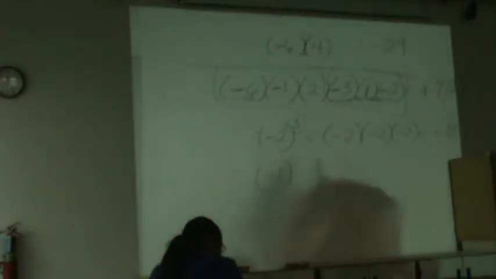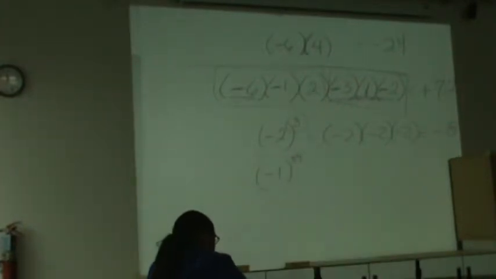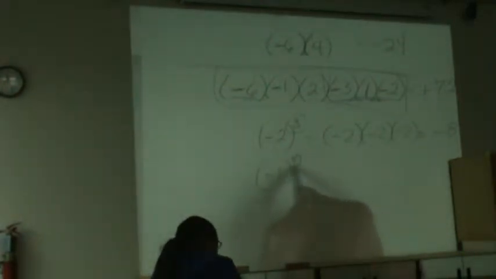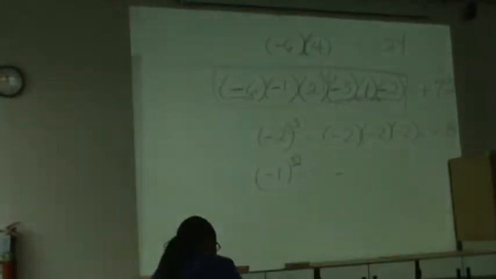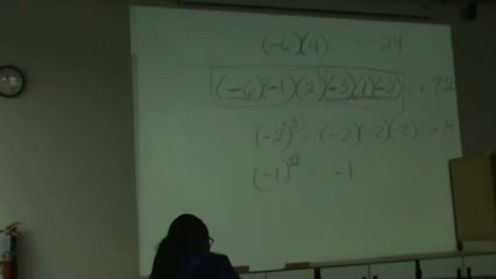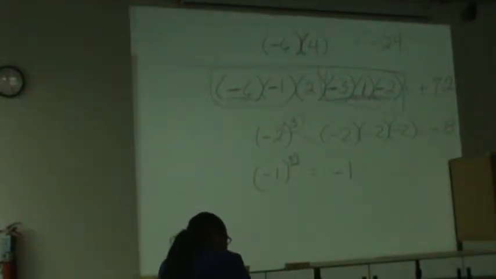Okay? How about a -1 to a big power? Okay, this is going to be an uneven amount. It's going to be odd, so we know it'll be negative. What's 1 times 1 times 1 times 1? 1. Okay. So you don't have to write it that many times. If it's -1 to a power, see if it's even or odd, and you know it'll be a 1.